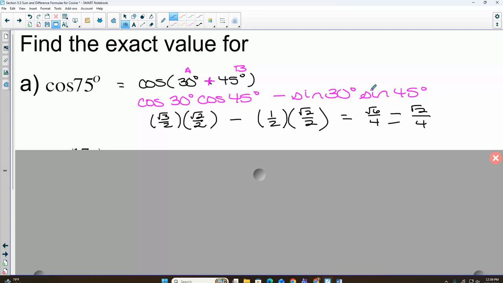That is my answer. If you want, they have a common denominator, so you could make one big fraction, but you can't actually do the square root of 6 minus the square root of 2 without getting it done. So exact value means with the radicals, so we have to use the formula to break it up. Any questions on that?